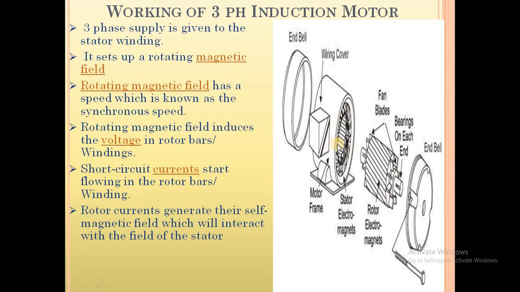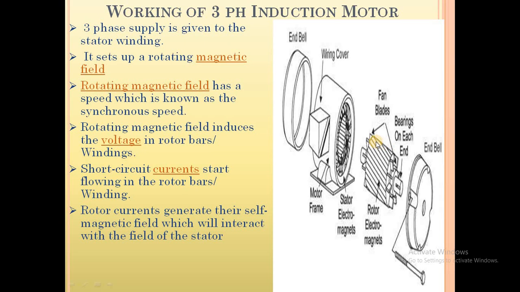So this rotating magnetic field cuts the stationary rotor bars, and according to Faraday's law of electromagnetic induction, an EMF or voltage is induced in the rotor bars or the winding. So there will be induction of voltage in the rotor circuit. And we know that the rotor is short circuited at both ends, or it has a closed path. Then due to the induced voltage, there is a flow of electric current in the rotor circuit.